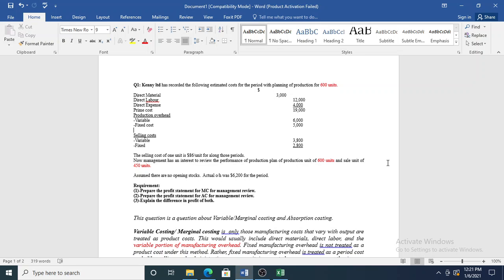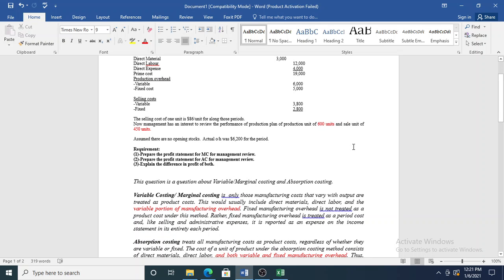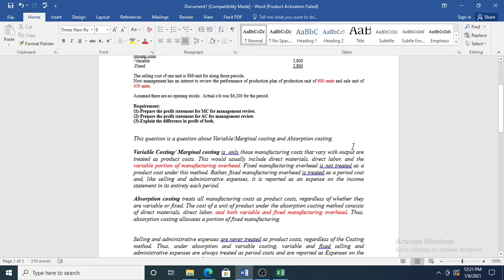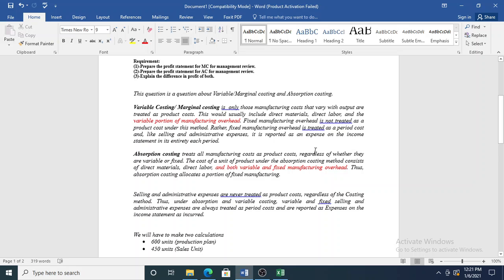The reason why I separated the videos is so that it gets easier for me to upload them onto YouTube. So this is the first question, and this is the data that's given. From the offshoots, we understand that this question is a variable costing, marginal costing, absorption costing problem. So what are variable costing and absorption costing?